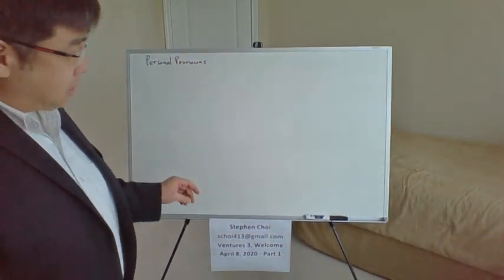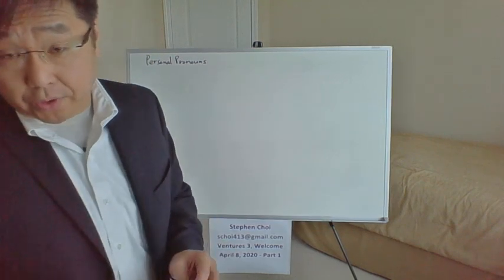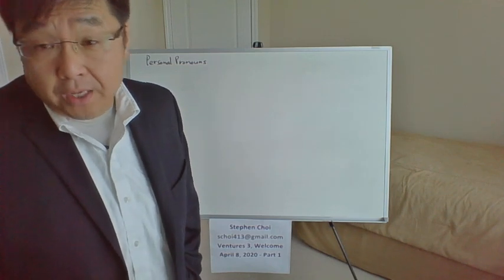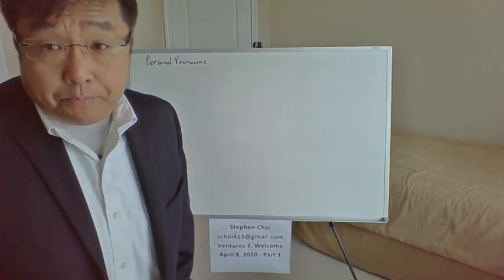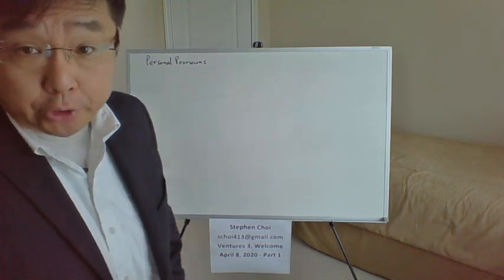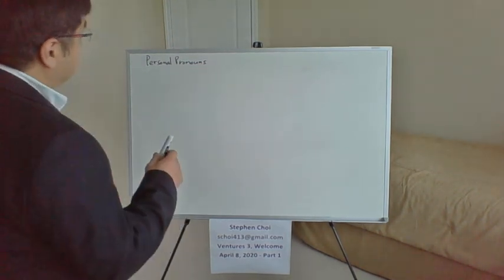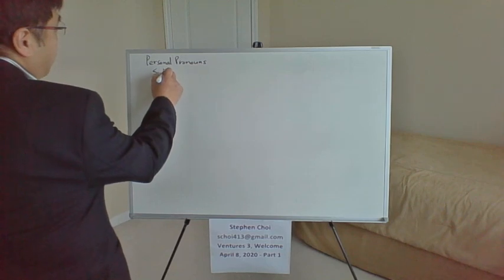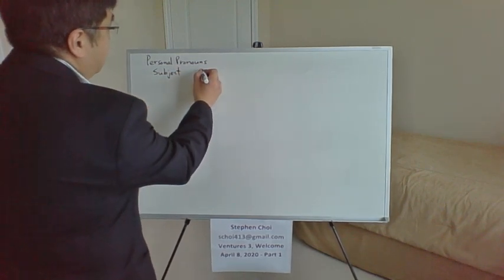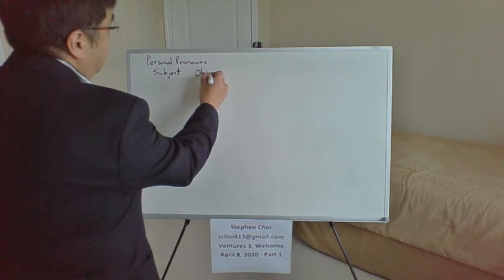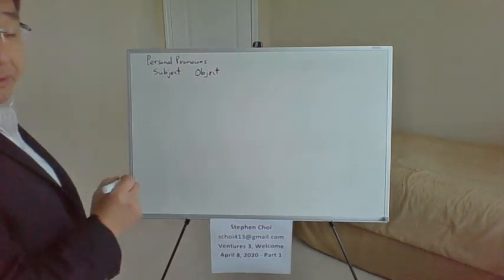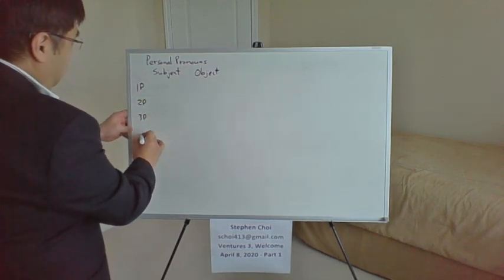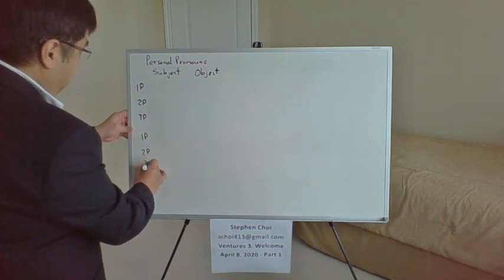Today we're going to talk about personal pronouns. There are many different kinds of pronouns, as I mentioned before: demonstrative, indefinite, reflexive, possessive. But the most important, or the most basic, are the personal pronouns. In personal pronouns we have subject and object personal pronouns. And then I'm going to write down here 1P, 2P, 3P, 1P, 2P, 3P.